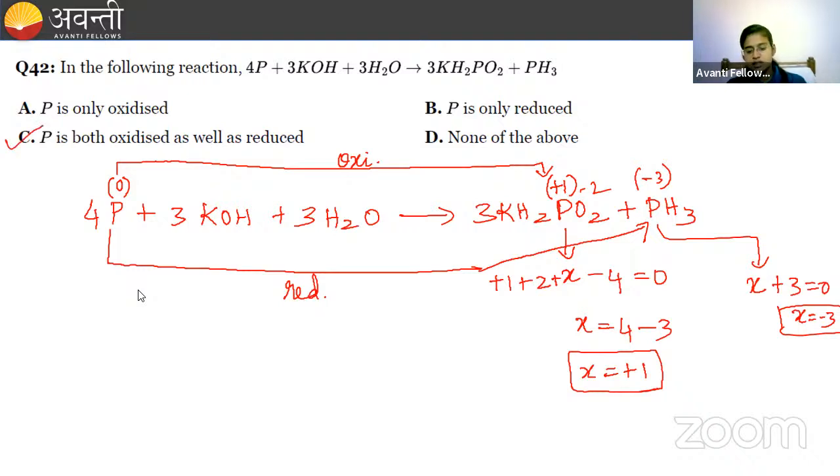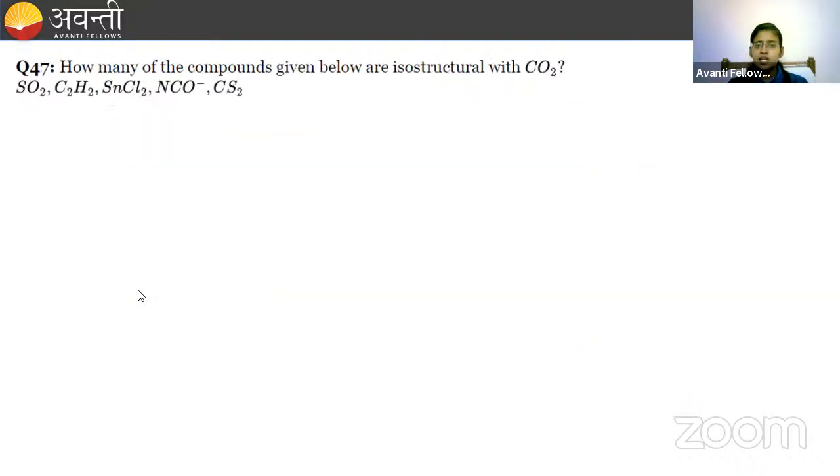All right. So let's go for the last question of this session. The question says, how many of the compounds given below are isostructural with carbon dioxide? So what is meant by isostructural? Iso means same, structural means structure. So we have to find which among the following structures are similar to the CO2 structure. The structure of carbon dioxide is linear. C double bond O, C double bond O. It is linear. So now let's check one by one.